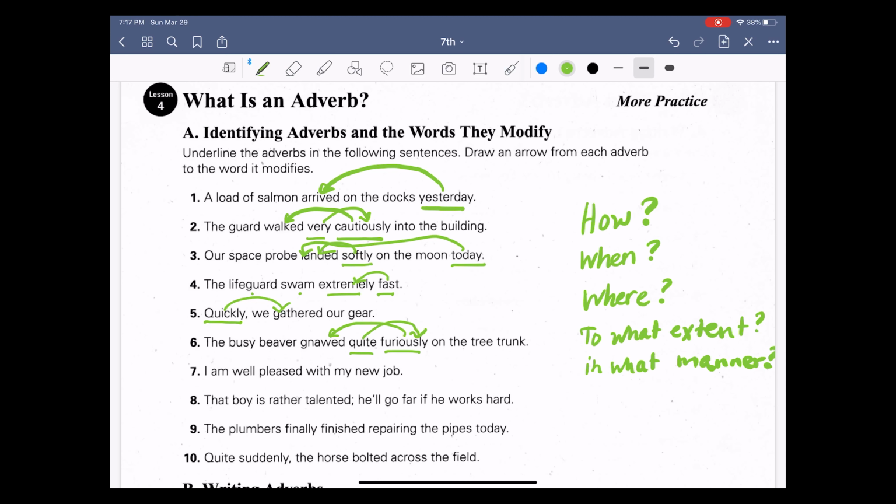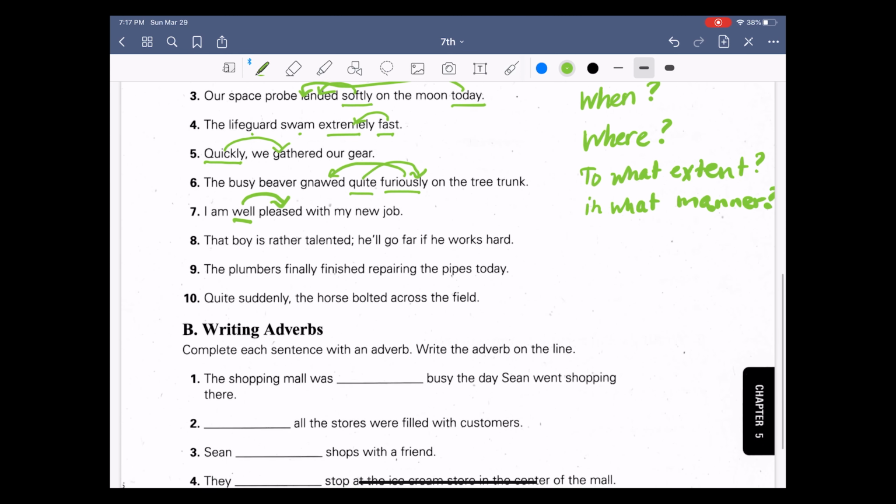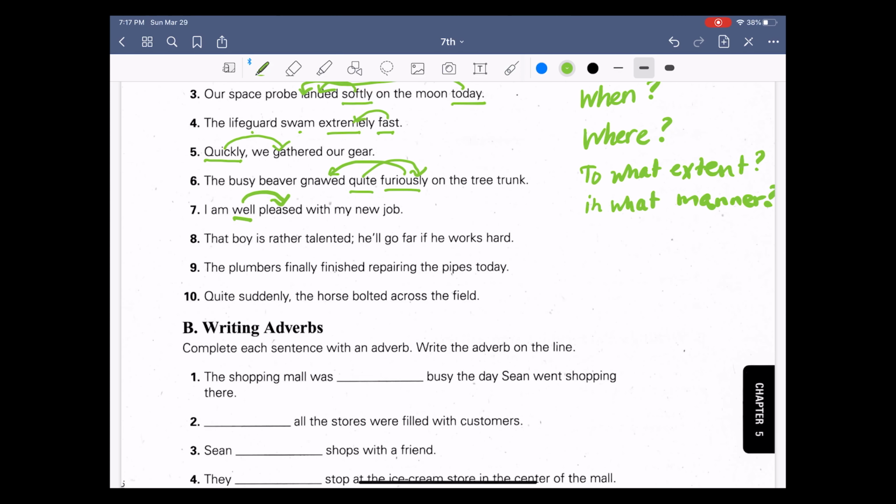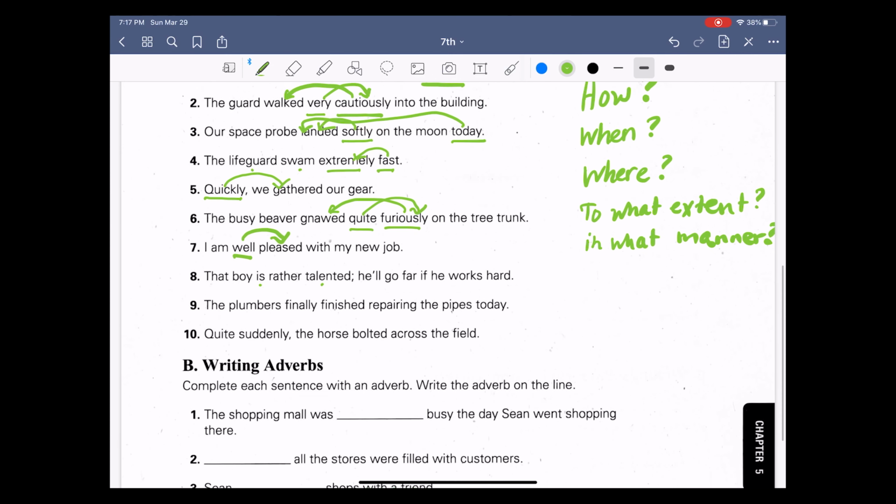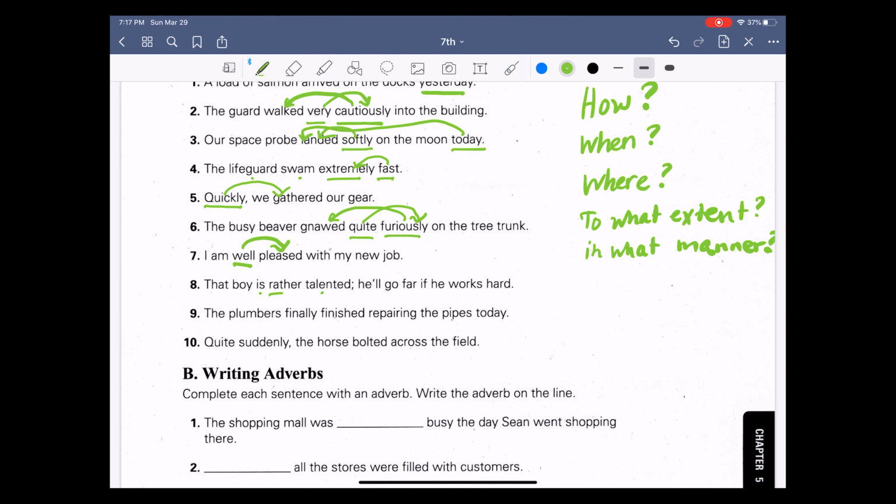All right. I am well pleased with my job. We talked about pleased being the adjective, well as the adverb, and it's telling us about pleased. Number 8, that boy is rather talented. He'll go far if he works hard. Remember here we have boy equals talented. Subject, linking verb, talent is the predicate adjective, telling us to what extent is this person talented. He's rather, so that's our adverb telling us about talented.